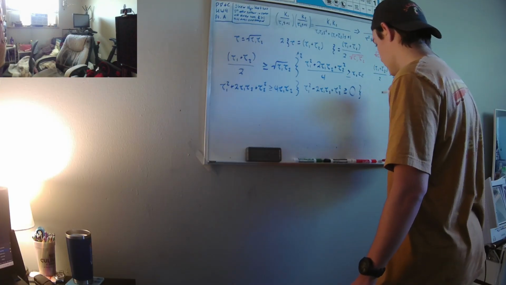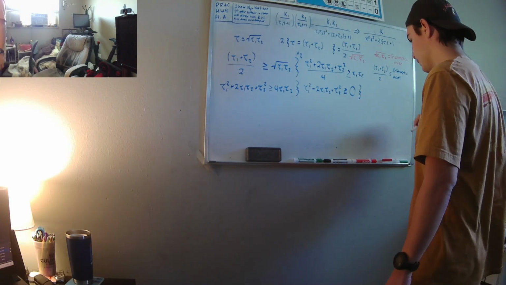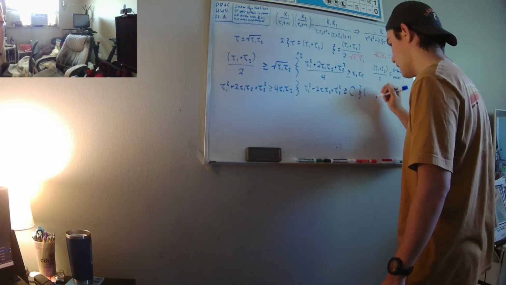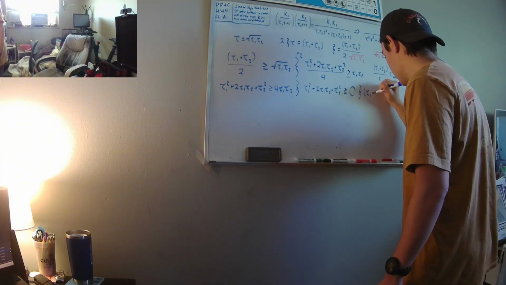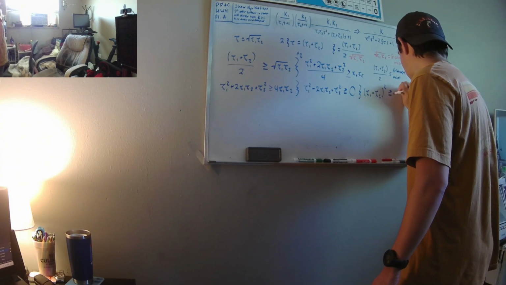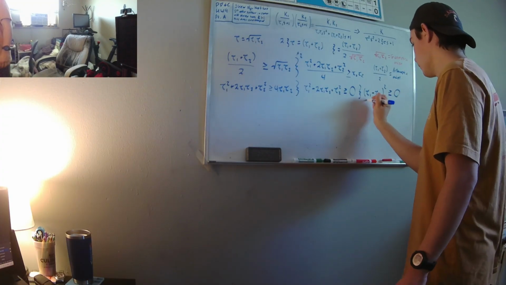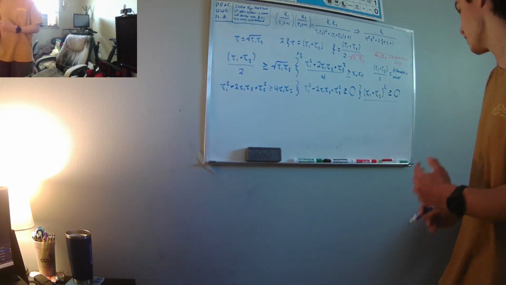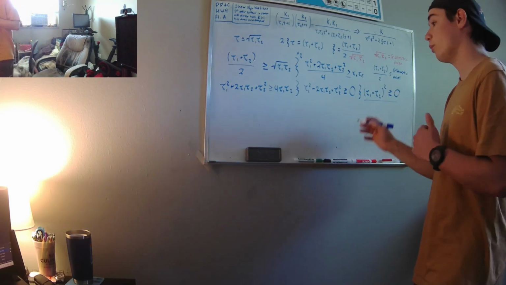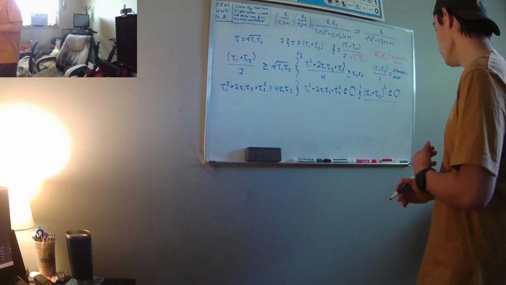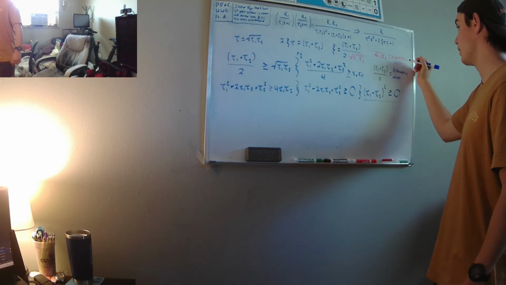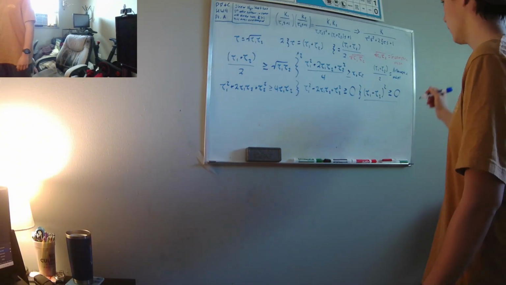And then if we factor that out, we get that (tau 1 minus tau 2) squared must be greater than or equal to 0. And we know for a fact that this is true because anything squared must always be greater than or equal to 0. So what we've done here is prove that the arithmetic mean must always be greater than or equal to the geometric mean.